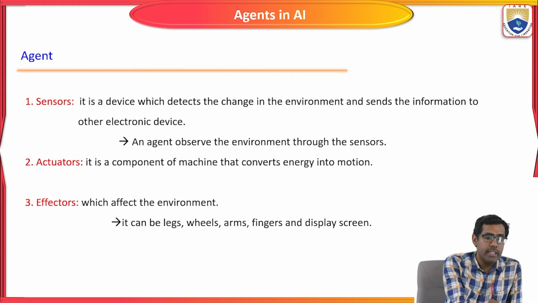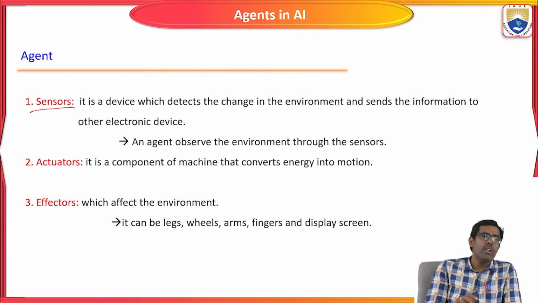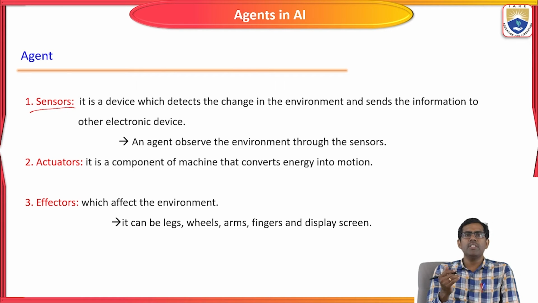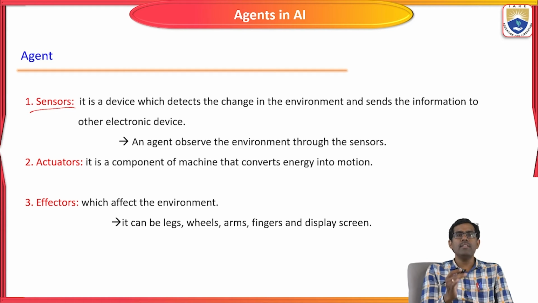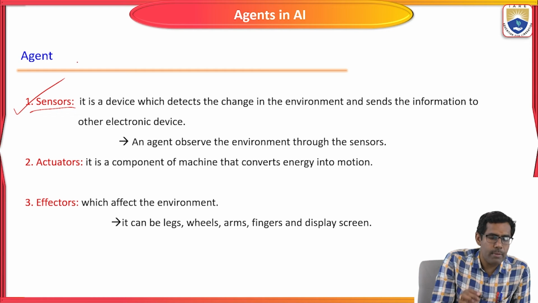The first one is the sensor. In the previous slide, in the introduction about the agent, I mentioned the different sensors. The agent senses the environment through the sensor, and acts through actuators or effectors. I will explain what an effector is. Frequently we see sensors and actuators, so I will tell you what a sensor is and what an actuator is. First we will see the sensor.